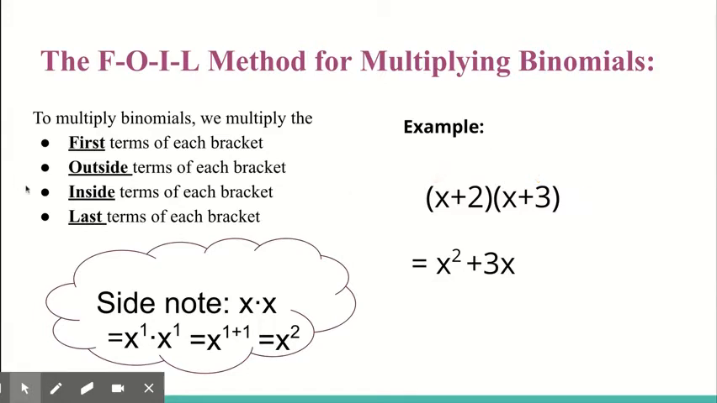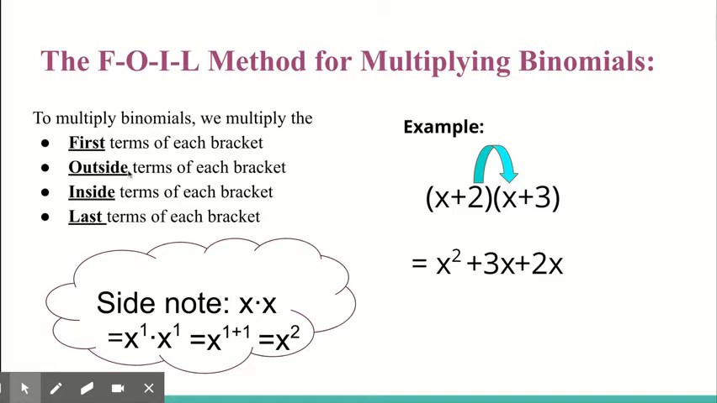Okay, and then the next part is the inside terms of each bracket. So the inside terms are the 2 terms that lie on the inside. Okay, so they're pretty much right next to each other. So those two get multiplied together, and we get plus 2x.